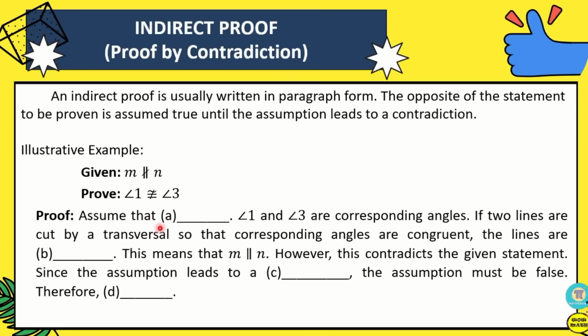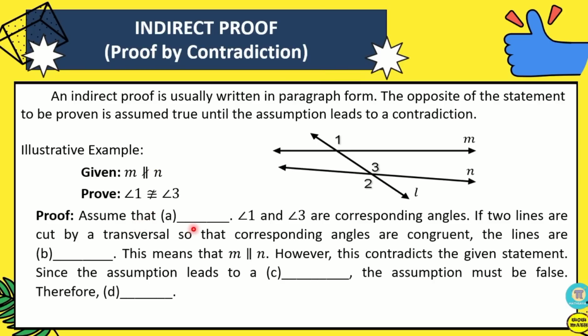So, assume that, ito po yung ating figure. Assume that angle 1 is congruent to angle 3. Okay? So, since by contradiction tayo, ayan po. As you can see, from not, naging congruent. Now, angle 1 and angle 3 are corresponding angles. So, ito po, corresponding angles.